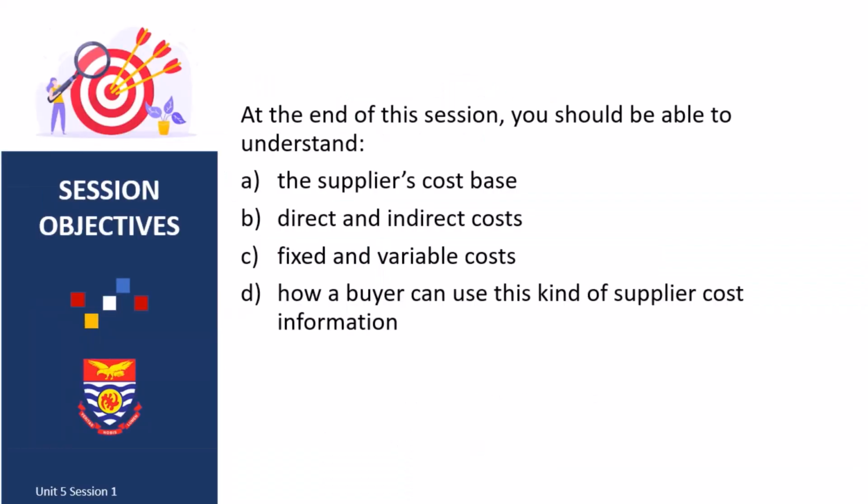In this section, we are going to look at the link between cost and prices by studying each of the elements which make up cost, as well as how to utilize this information we've obtained to make purchasing decisions. By the end of this section, we should be able to understand the supplier's cost base, direct and indirect costs, fixed and variable costs, and how a buyer can use this kind of supplier cost information in making decisions.